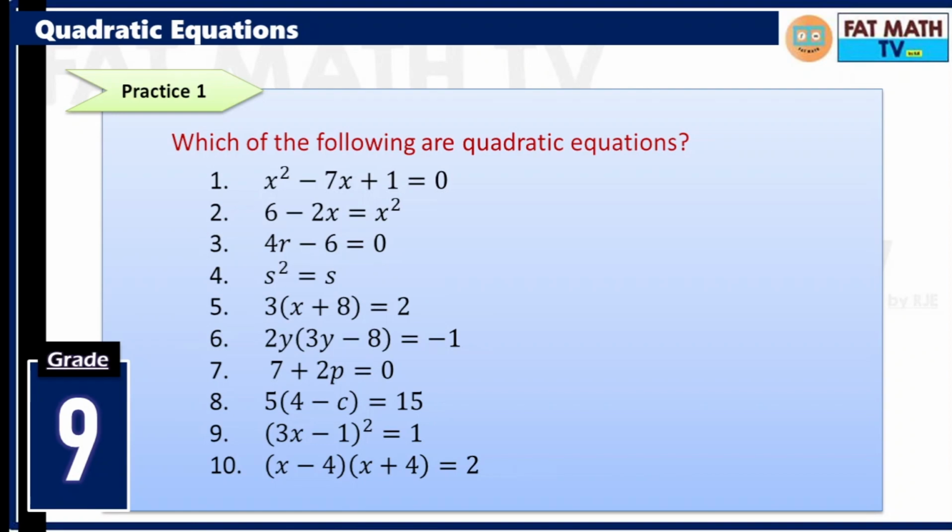Number 1, x squared minus 7x plus 1 equals 0. That is a quadratic.